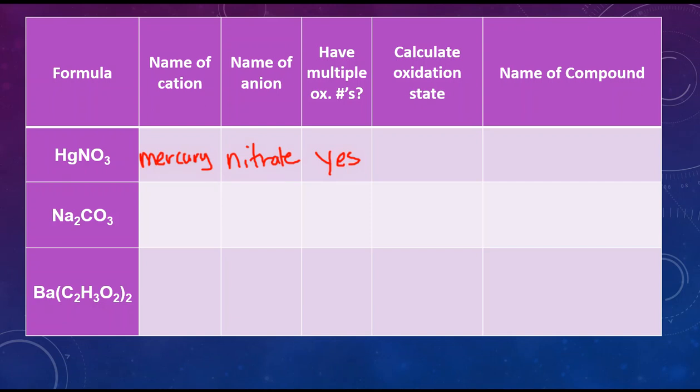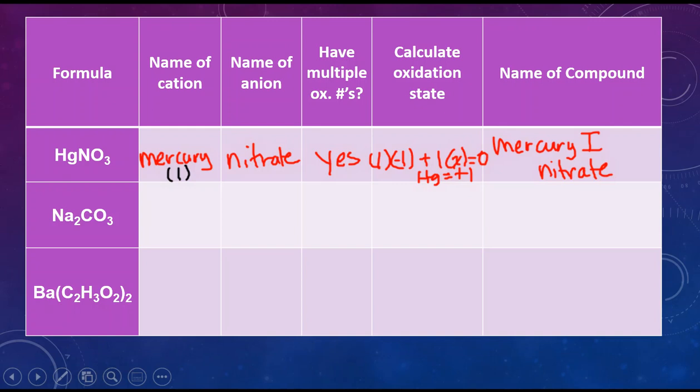It is -1. So we have 1 times -1 plus 1 times X equals 0. So our charge on the mercury is going to be +1. So our Roman numeral should be a 1. So the name here would be mercury 1 nitrate. So go ahead, take about 5 minutes or so. Let's practice some of the other ones, and we'll come back and go over the answers.